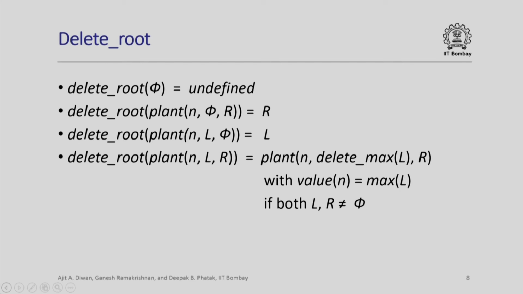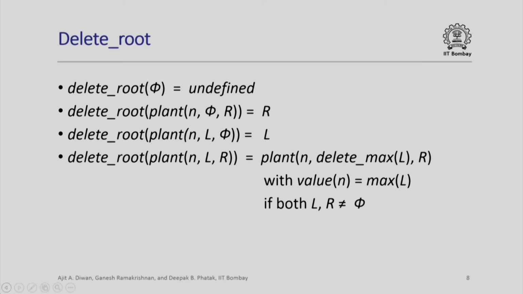Instead of storing the previous value x which we wanted to delete, we will now store the value max of L, which is the largest value in the left subtree, but this will still be less than all the values in the right subtree. So we still get a valid binary search tree by doing this, and now we will delete the max value from the left subtree.